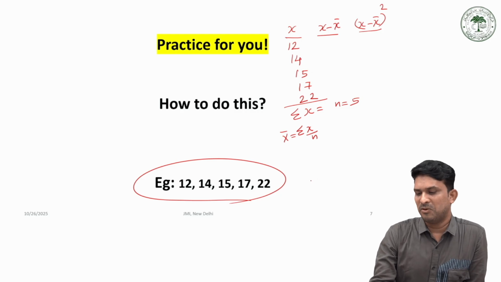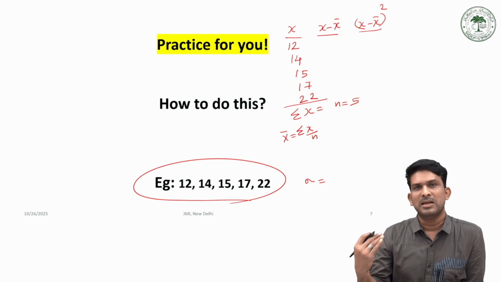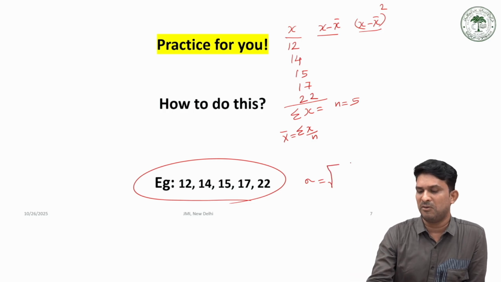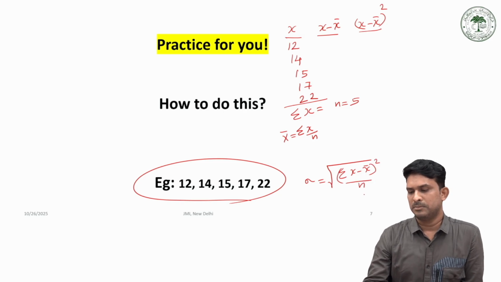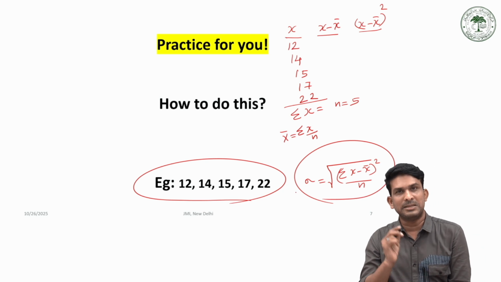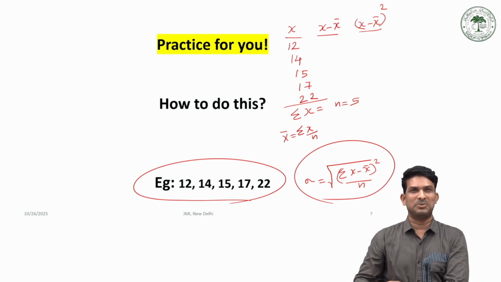Then we have to go for the standard deviation equation. Why do I write repeatedly? To confirm. For your learning, it is essential. Square root of sigma of x minus x bar the whole square upon n. Calculate it and post it in the discussion forum for sure. I hope that you can do it, right?